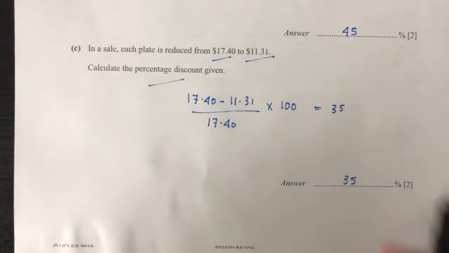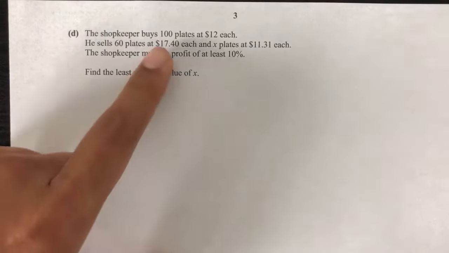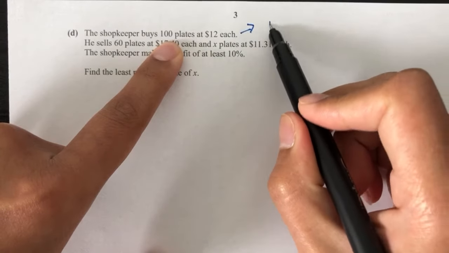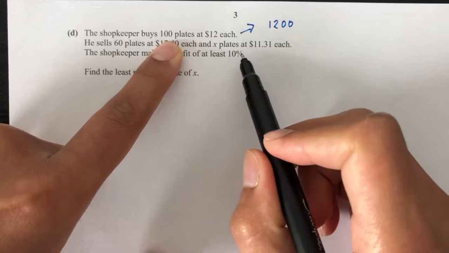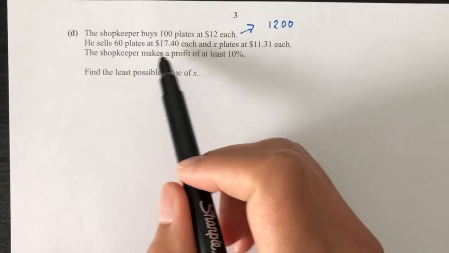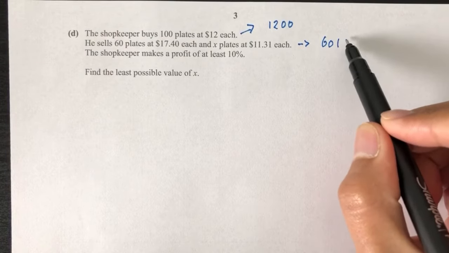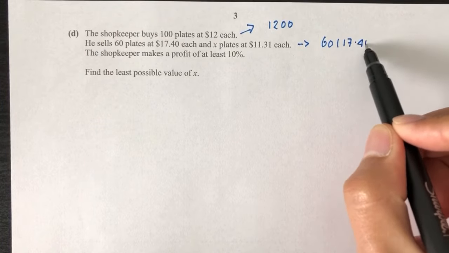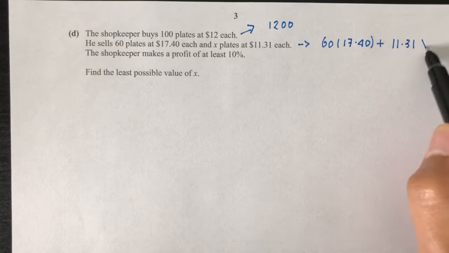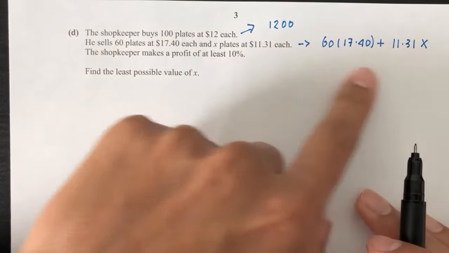35% discount given. Part D, it says that the shopkeeper buys 100 plates at $12 each. So it means that he spent $1,200 to buy the plates. Now he sells 60 plates at this price. So we have 60 plates at $17.40 and plus x plates at $11.31x. That's what he sold.